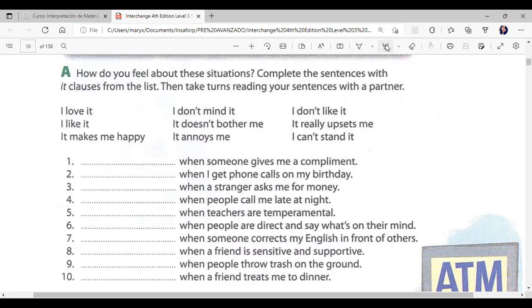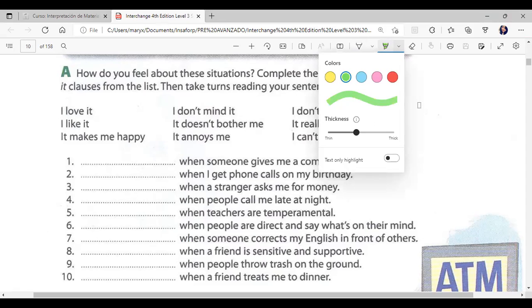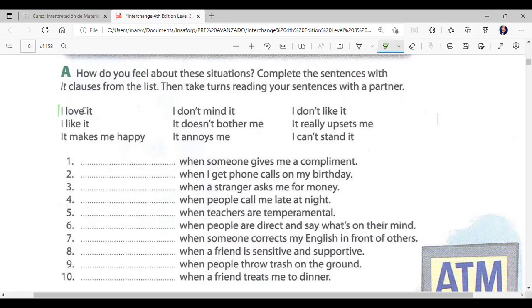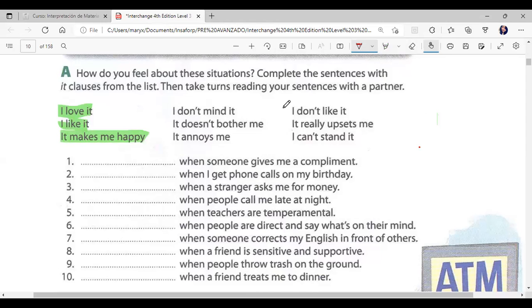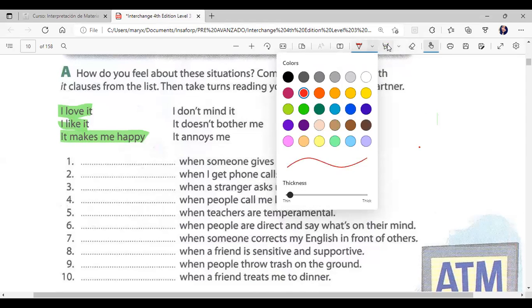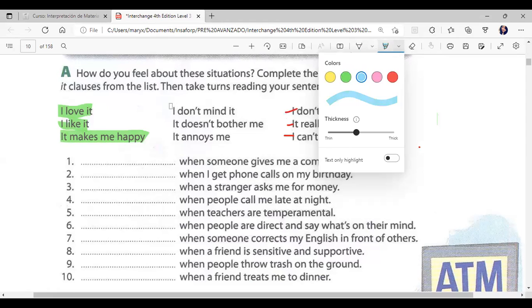It's a negative. Yes, exactly. So we're gonna put here in green the ones that are positive, right? Like I love it, I like it, it makes me happy. And I'm gonna put here the ones that are negative, you already know it. These are negatives. And the ones that are just good words, like neutral, right?